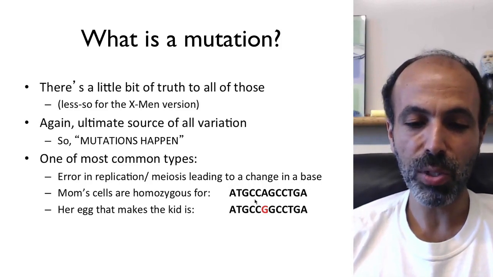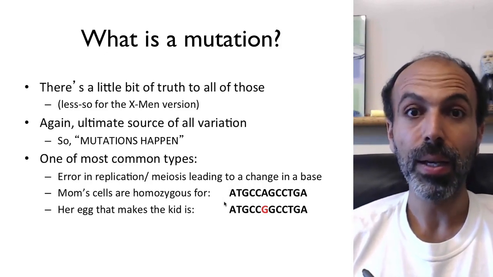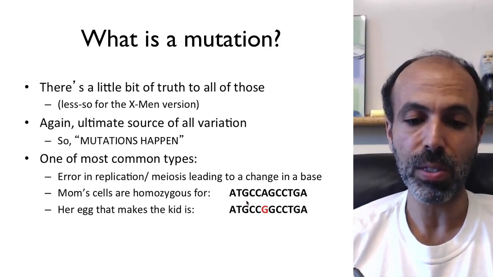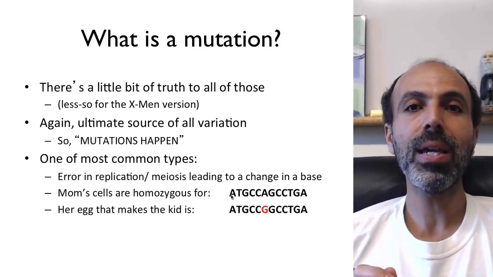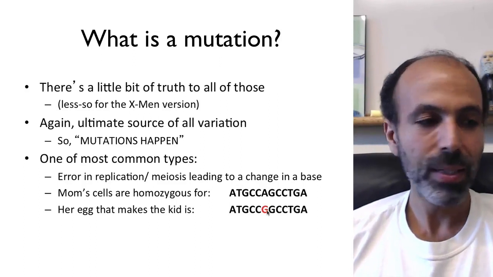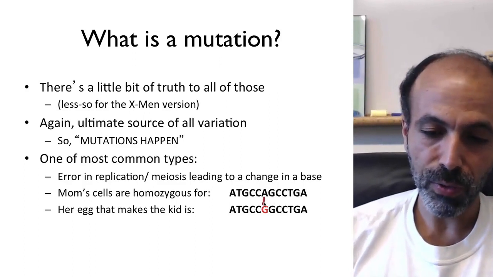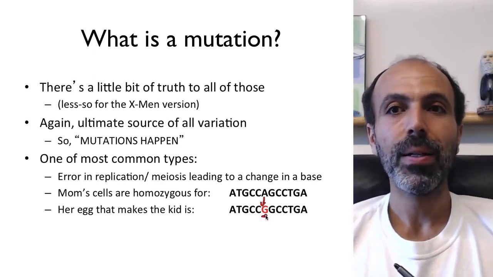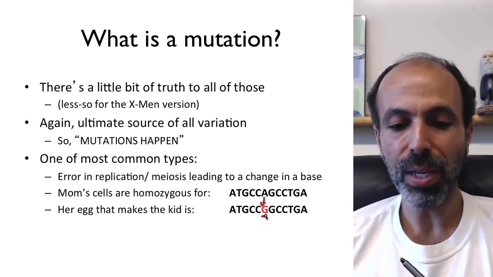So imagine you have this stretch of sequence in a mom, okay? And let's say the mom is homozygous for this. So she has 2 copies of this stretch of sequence that starts with ATG. Now let's say in one of her eggs that makes the kid, there was this base change, went from A to G, such that this is actually what's in the kid. The kid then has a mutation.